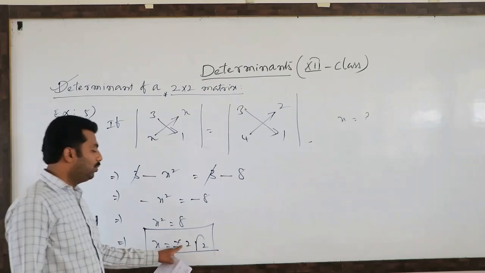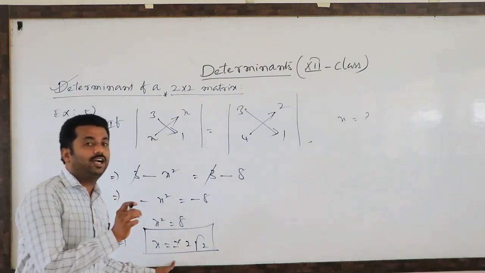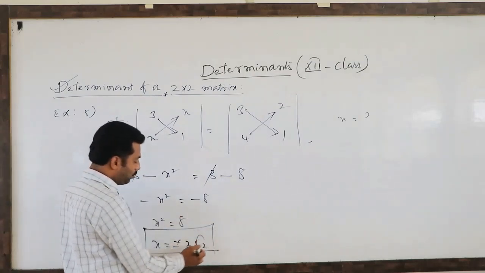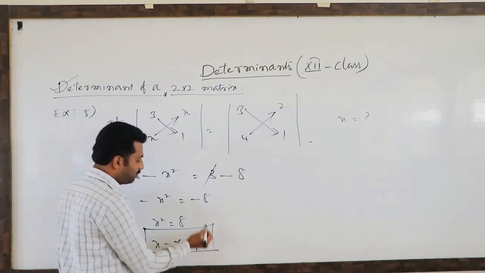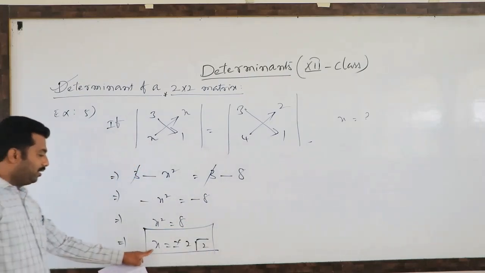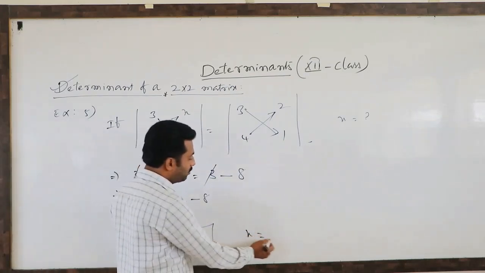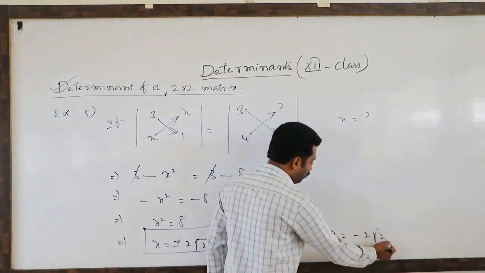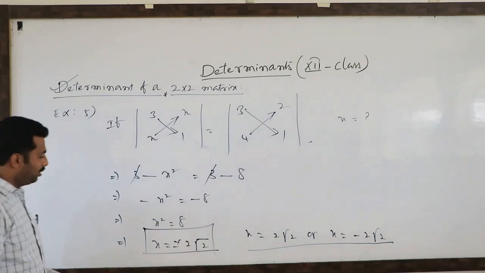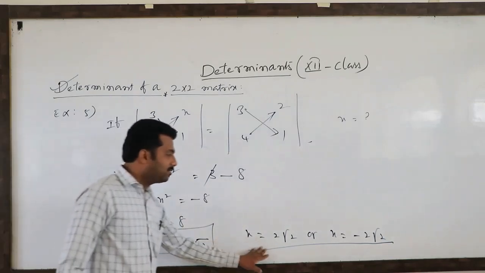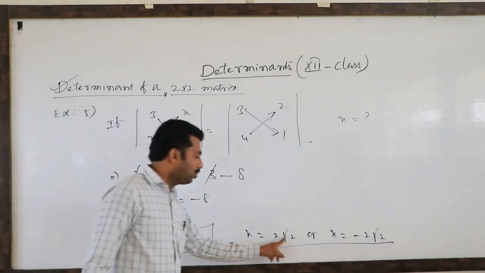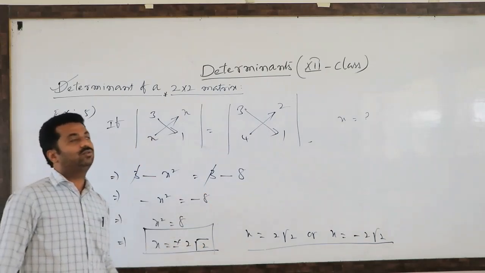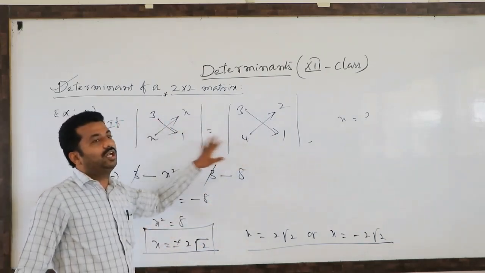So x is equal to both plus or minus, because we are stressing the point here. Compulsory you should write plus or minus only. If you are writing either plus or minus alone, that is wrong, both should be there. So you can write x value 2 root 2 or x value minus 2 root 2. This is another best way. After writing this, if you write like this, it is too good: x equal to 2 root 2 or x equal to minus 2 root 2. Either plus 2 root 2 or minus 2 root 2. Then only these determinants both are equal.